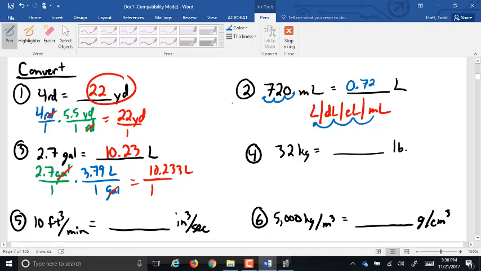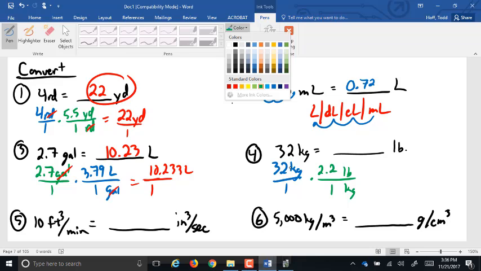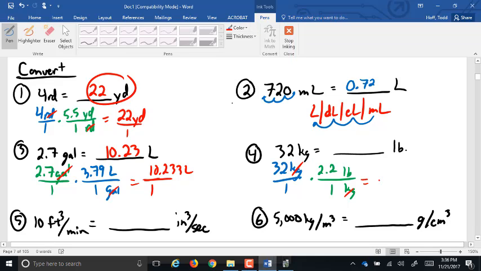Number 4, 32 kilograms. Put it over 1. And our conversion factor, kilograms go on bottom, pounds on top. The relationship is 1 kilogram is 2.2 pounds. Kilograms cancel out. 32 times 2.2 is 70.4 pounds. So 70.4 pounds. Any questions on those couple?